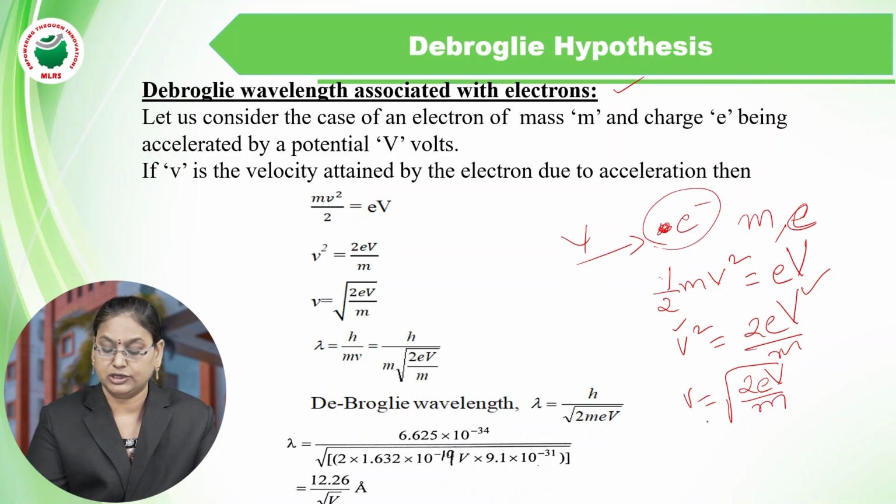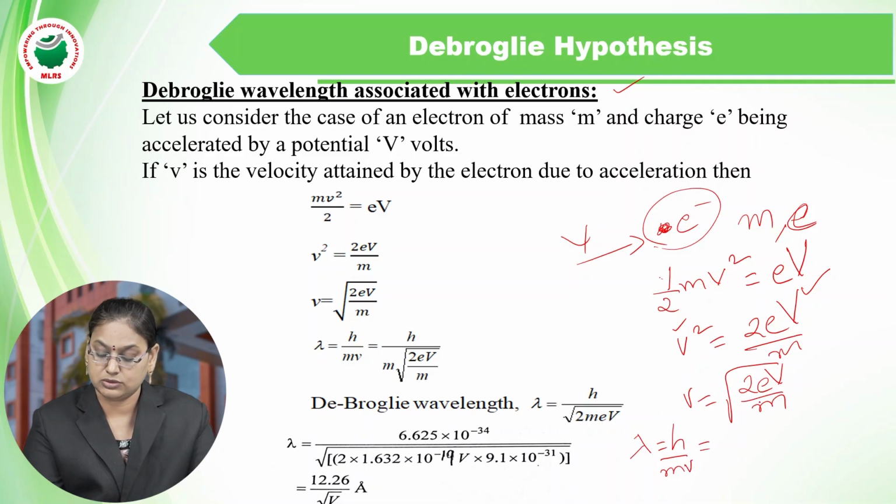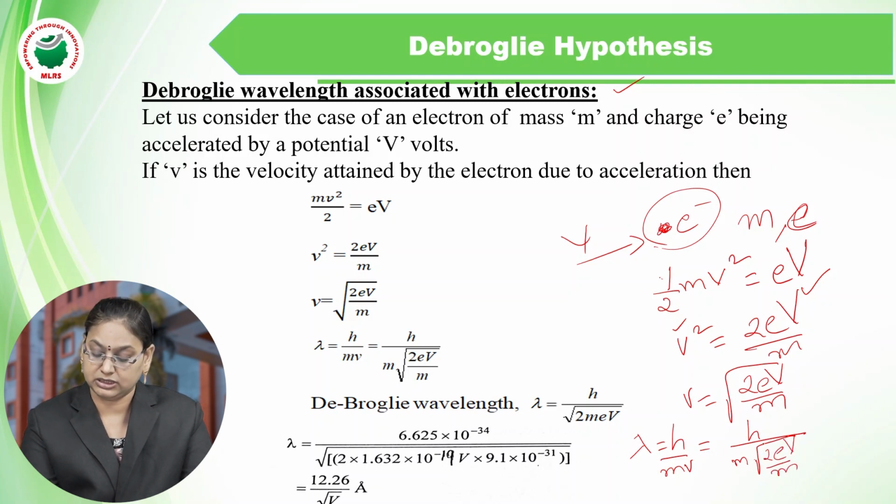So we know the value of lambda again. What is the value of lambda? Lambda is equal to h by m into v. In the place of v, we will substitute under root of 2eV by m. So h by m into under root of 2eV by m. Now when you take m inside the root, it will become h by under root of 2eV m square by m. So here m will get cancelled.